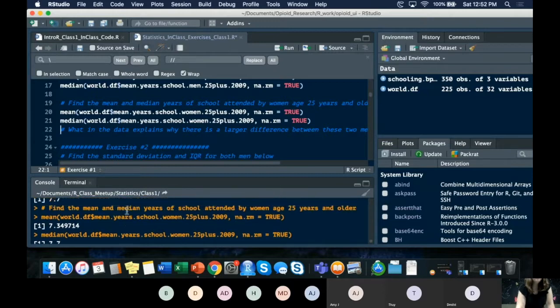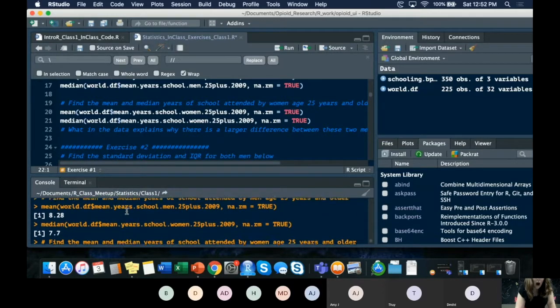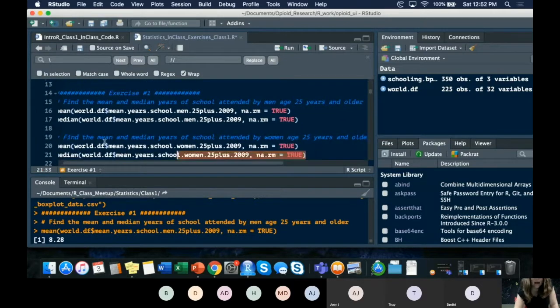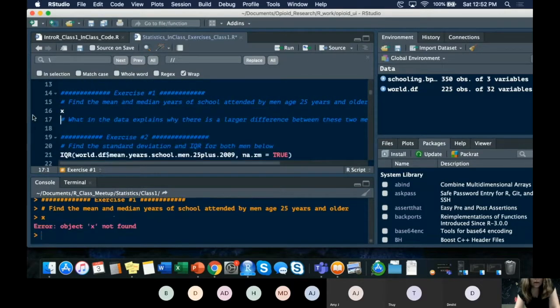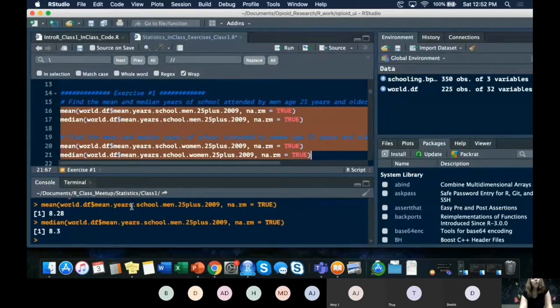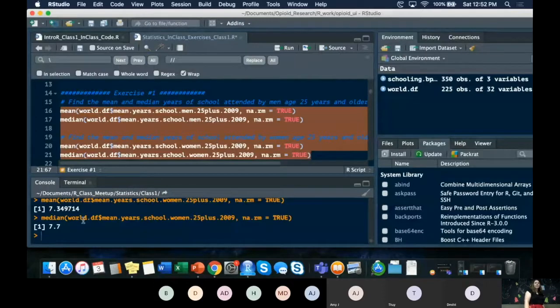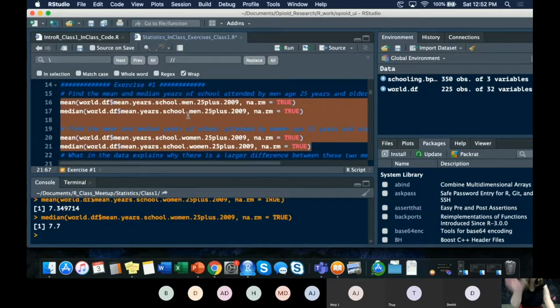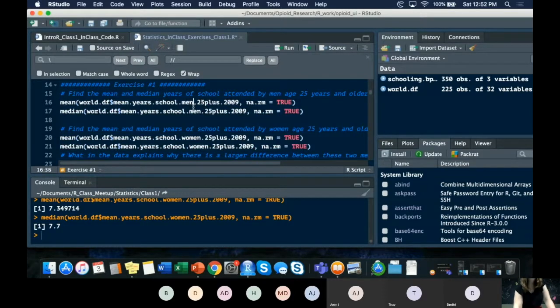So if we look at women down here, I'm going to run this again because I got a little bit confused. I just reran that. So the mean is 8.28. The median is 8.3. Down here, we're seeing 7.3 for women for the mean and 7.7 for the median. And again, I got a little confused with my own code. I should have commented it better. That's why we use comments. So the first two should be men. The second two should be women.